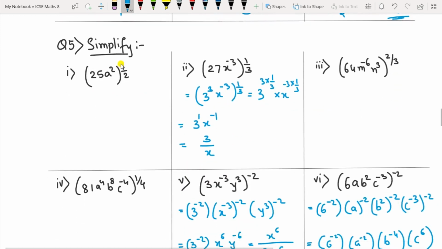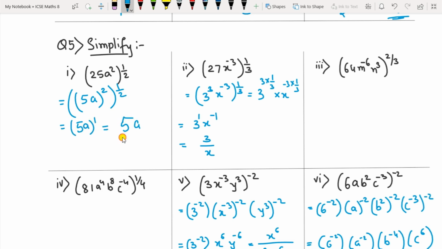Now the fifth question, similarly as you have done before, now here are the numbers and the variables along with it. So it is 25 is 5 square, okay, this is a square again, this is square, and this is whole square is 1 by 2. So here 2 get cancelled, so it is 5a raised to 1, so it becomes 5a. This is the answer. Similarly this one, 27, you have to see the power outside the bracket, that is 1 by 3.